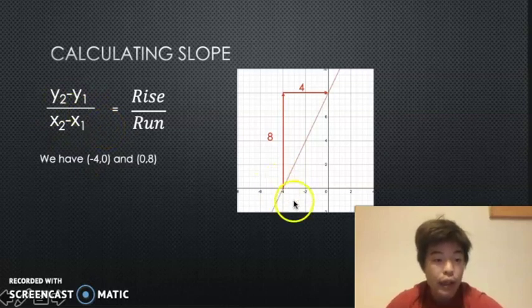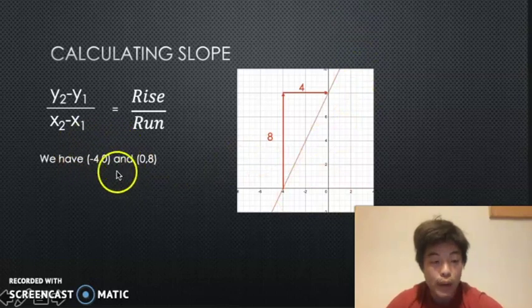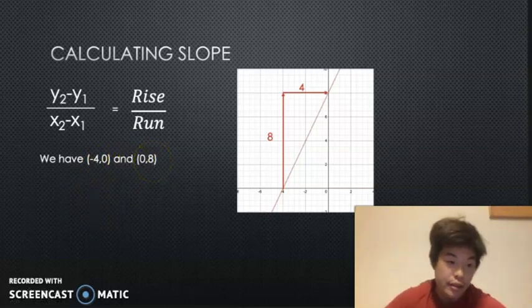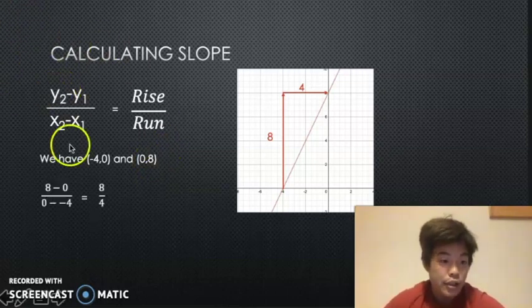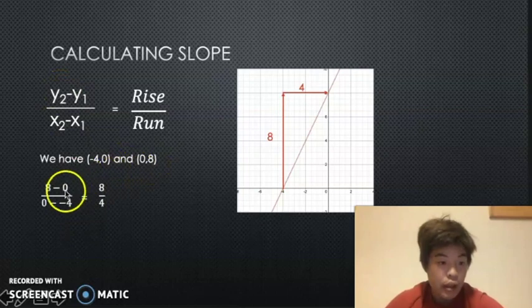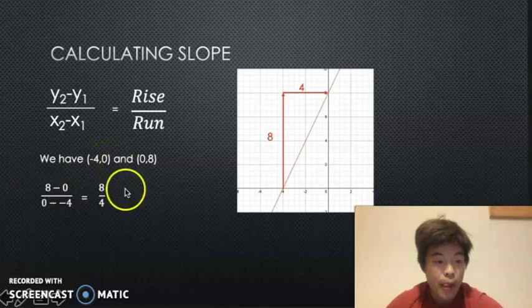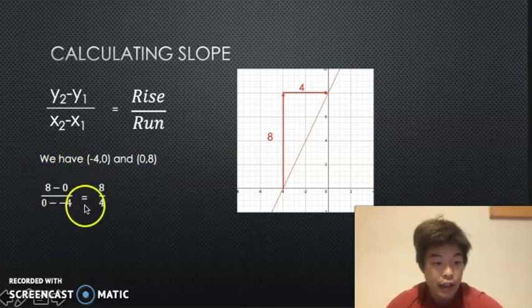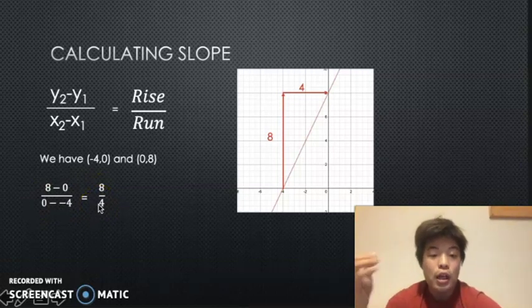So we have the points -4, 0, and 0, 8, right? When we look at these two ordered pairs, I want you to think of this as x1, this is y1, this is x2, this is y2. So all we have to do is plug this into this formula, right? So we have y2, which is 8, minus y1, which is 0, over x2, which is 0, minus x1, which is -4. So it would be 8 minus 0, which is 8, and 0 minus -4, which is 4, which gives us a slope of 2.